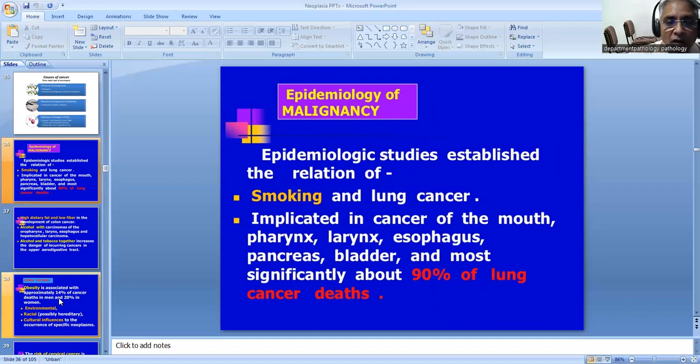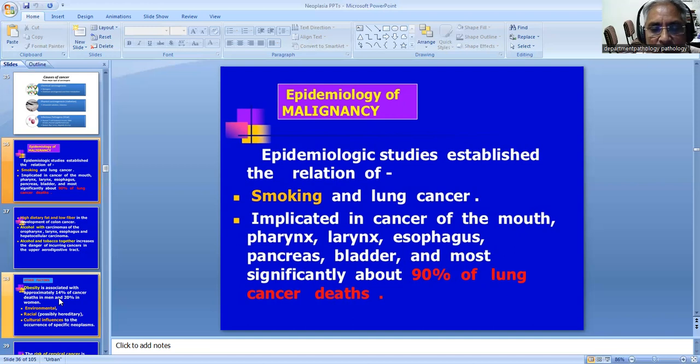So what is the epidemiology of malignancy? Epidemiology means what are the various other factors which can promote or which make one more prone to develop cancers. For example, one of the most important factors is smoking. Smoking and lung cancer. There is a great correlation that smoking is found to be associated with, or responsible for, the development of lung cancer.